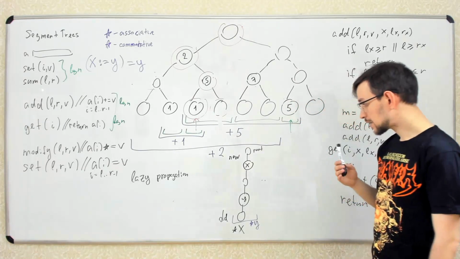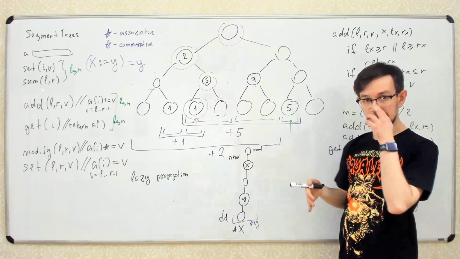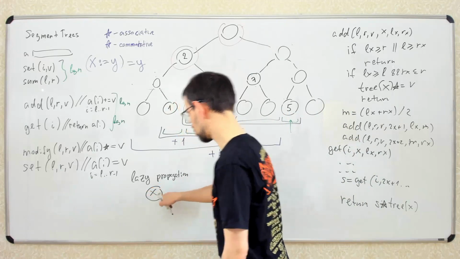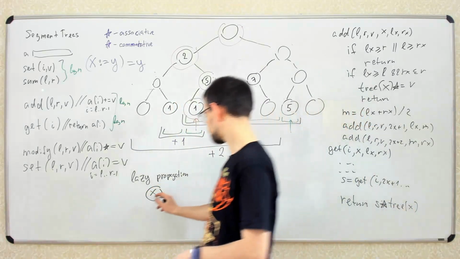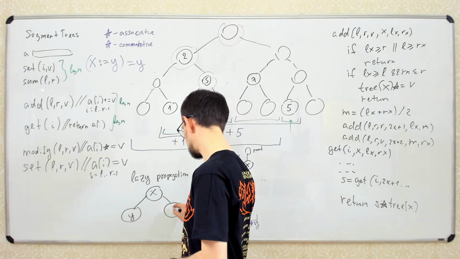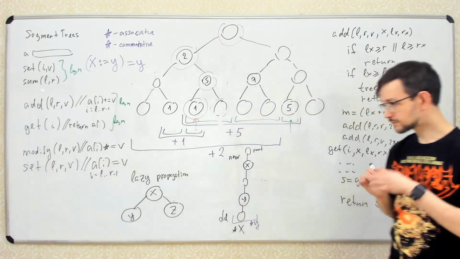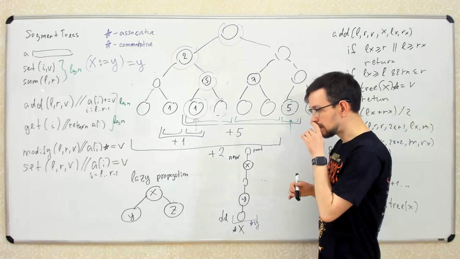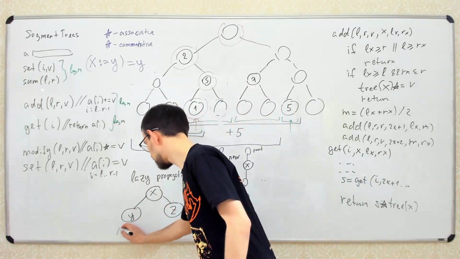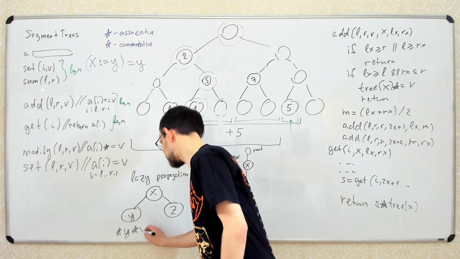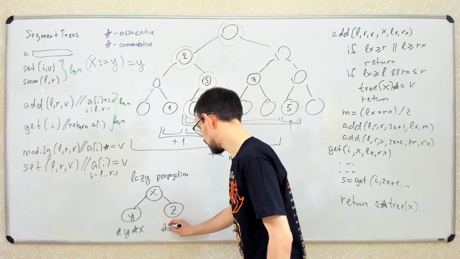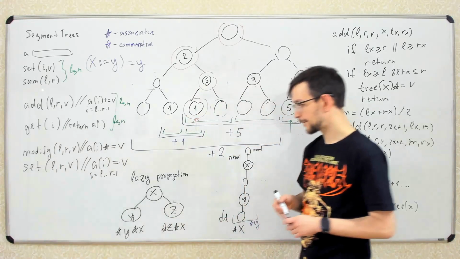So how to move operations down the tree? It's pretty easy. We have some node with some operation. This node has some children, and you have some operation here and some operation here. It means that for all elements in this segment, you need to apply y and then apply x. And for all elements in this segment, you need to apply z and then apply x.